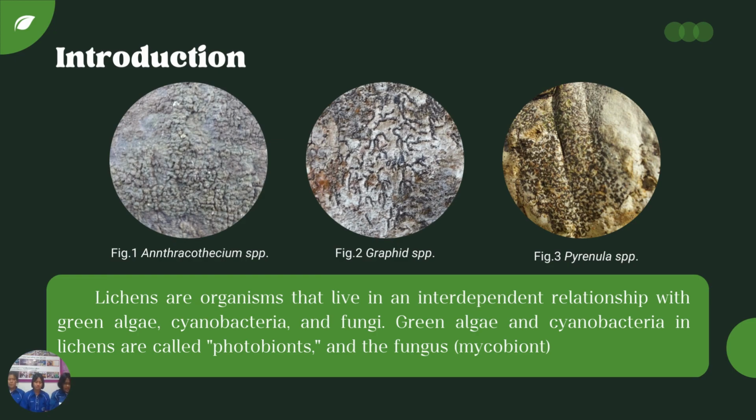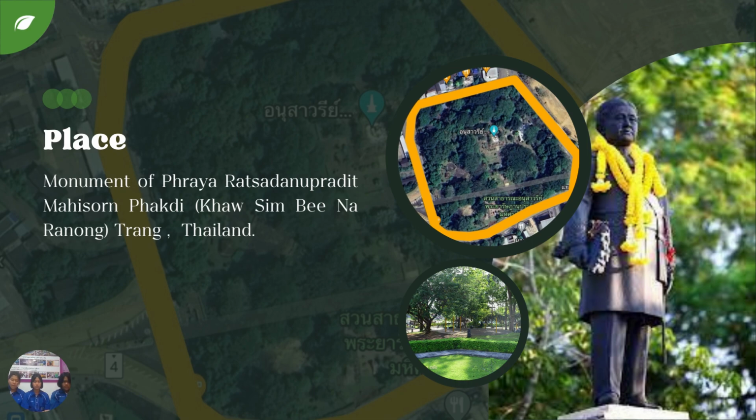Introduction: Lichens are organisms that live in an interdependent relationship with green algae, cyanobacteria, and fungi. Green algae and cyanobacteria in lichen are called photobiont, and the fungus is the mycobiont. The study point is the Monument of Phraya Ratsadanupradit Mahisorn Phakdi, or Khaw Ranong, in Trang, Thailand.